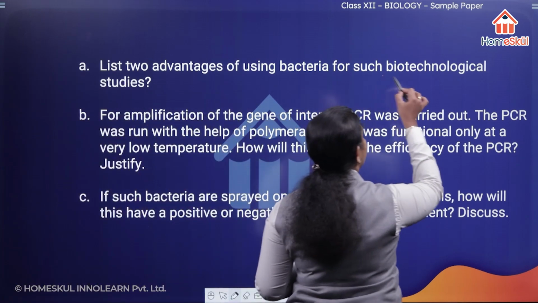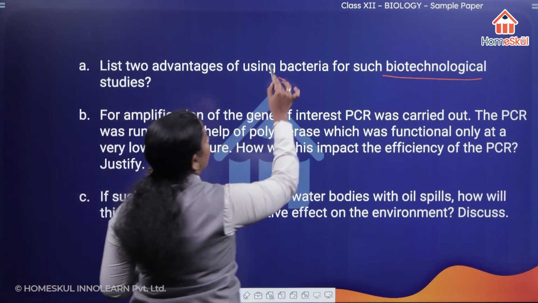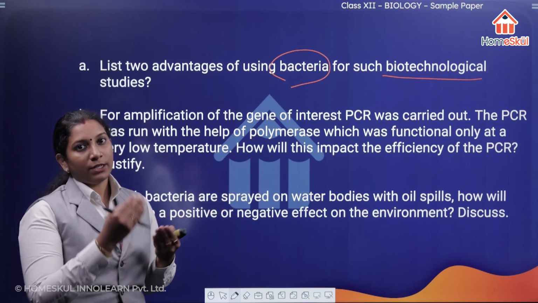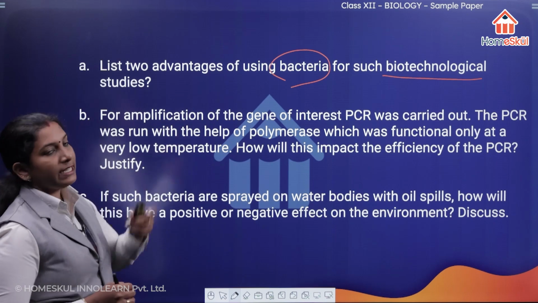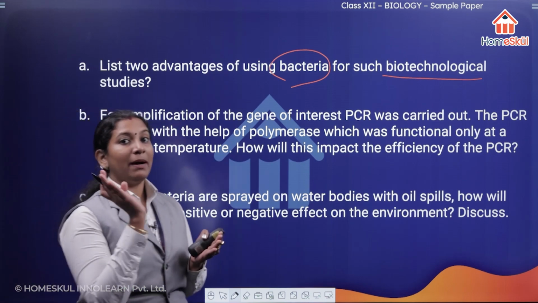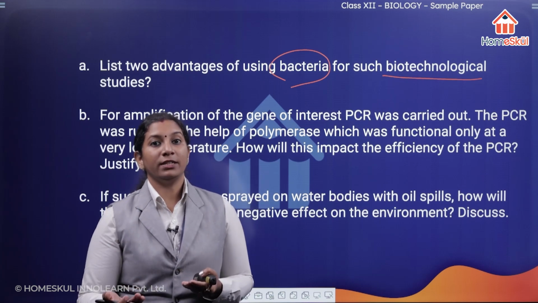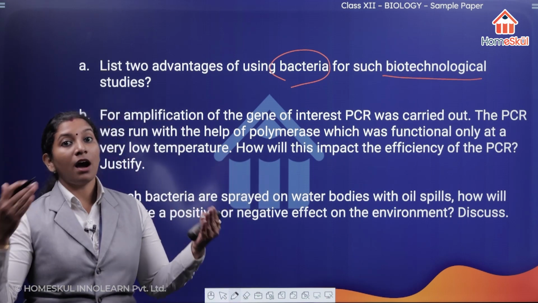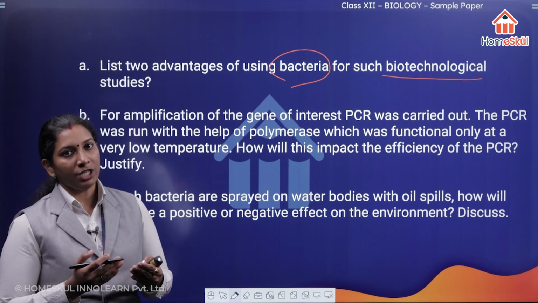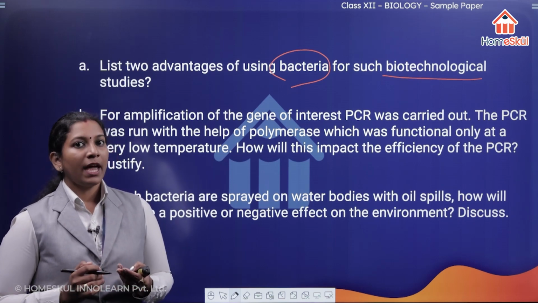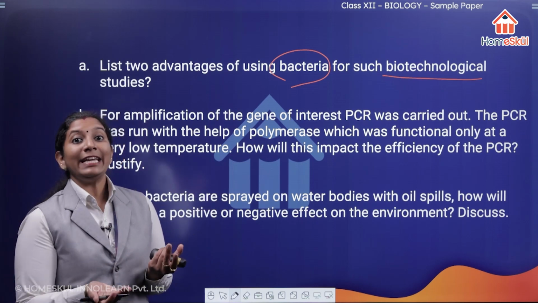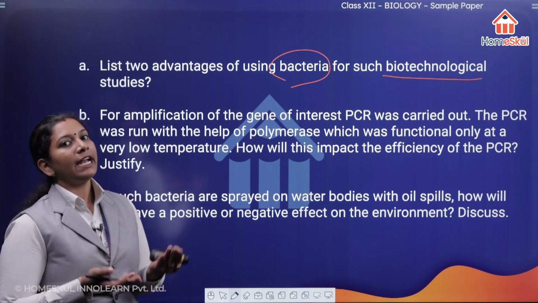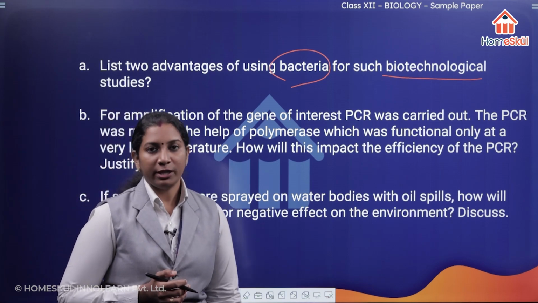For such biotechnological studies, we are using certain bacteria. Like here, in the previous case, Pseudomonas is the bacteria used for controlling that oil spill. So what is the advantage of using these bacteria? When we are using bacteria in biotechnological studies, it is very easy to culture them. Without any ethical issues, we can cultivate a large number of bacteria within lab conditions. And these bacteria get transformed very easily; transformation is very easy to conduct. That is the main advantage of using bacteria in biotechnological processes.